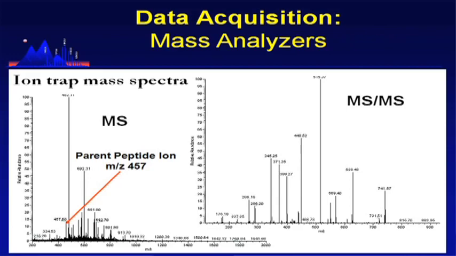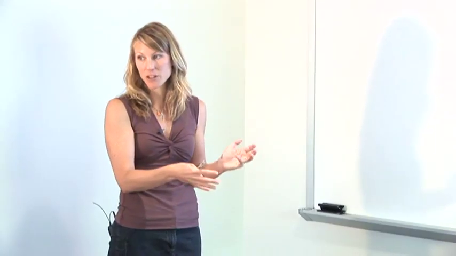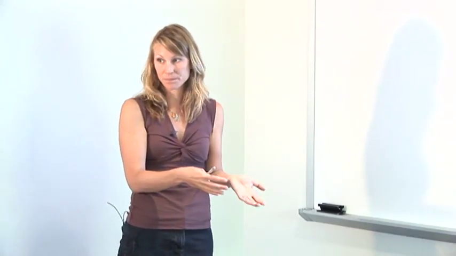and you can imagine over the course of even a short 30-minute gradient, so you've got your HPLC, you're separating your peptides over time, and they're going into the mass spec, and you're continuously doing this over 30 minutes. So you create thousands and thousands of spectra, even in a relatively short run.